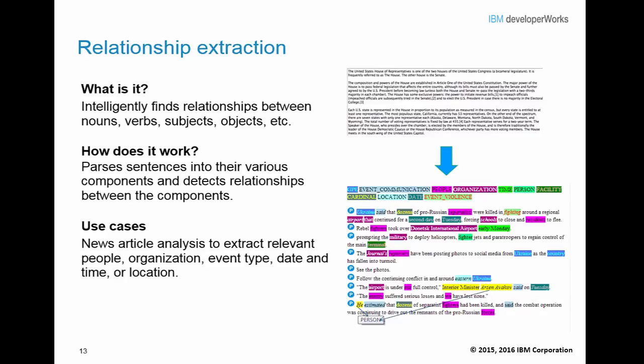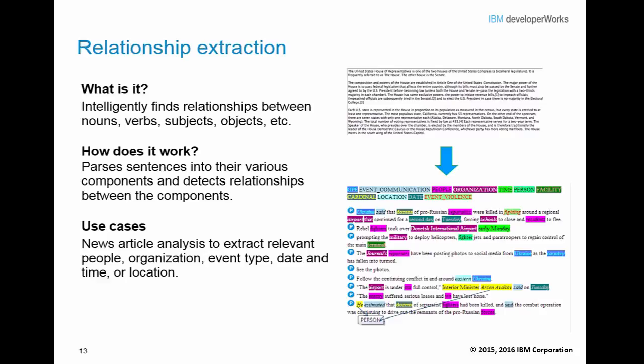Let's take the use case of a news article. Relationship extraction will parse the news article to pull out people, organization, event type, date and time, as well as location where actions have taken place. It can then relate the components such as what adjective describes what noun and what action is subject taking upon what object.